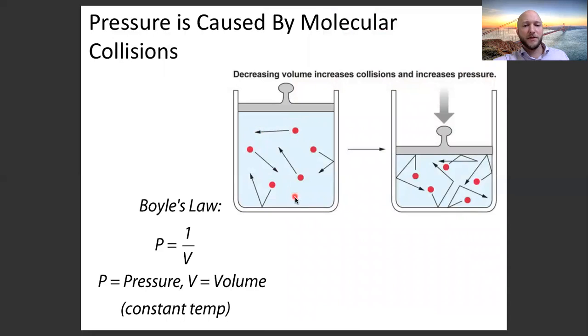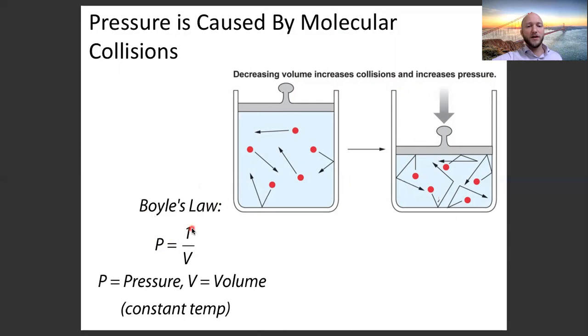And every time they hit the wall of this container, they increase pressure, they cause pressure. Well, let's decrease the volume of this chamber. If we decrease the volume of this chamber and these 5 dots continue to bounce around, they are going to hit the walls of the chamber more often. This is the molecular reason why Boyle's law is Boyle's law. Why, when we decrease volume, we increase pressure. Decrease volume, increase pressure at a constant temperature.